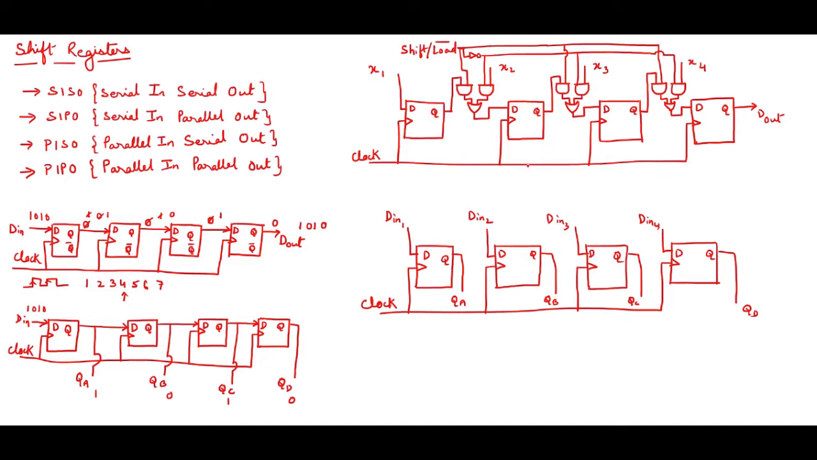Now coming to the third one, parallel in, serial out. Here also I'm giving the clock in parallel to all the flip-flops. Here also in the down part you can see Q complement should be there, I have not mentioned that one. Here I'm giving the data, and now I'm shifting the data, which we need to understand properly. Parallel in, serial out.